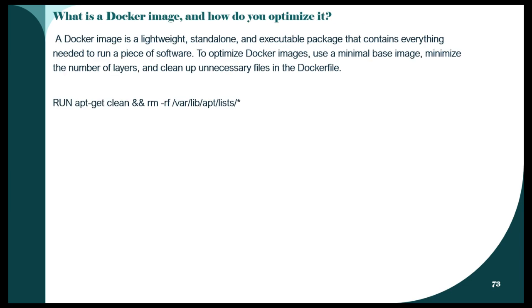Now, what is a Docker image and how do you optimize it? A Docker image is a lightweight, standalone, executable package that contains everything software needs to run: the environment, the libraries, etc. Now, how do you optimize it? You minimize the use of the base image, you minimize the number of layers it has, and you clean up unnecessary files in the Dockerfile. So you have to check those and then run it.